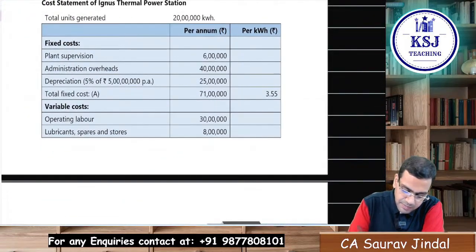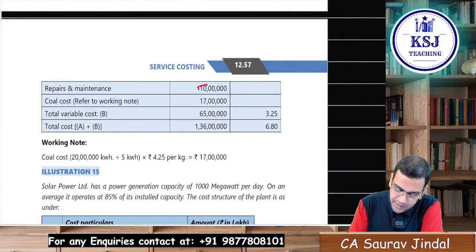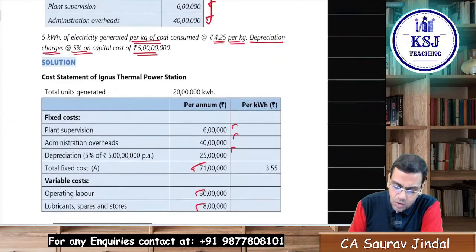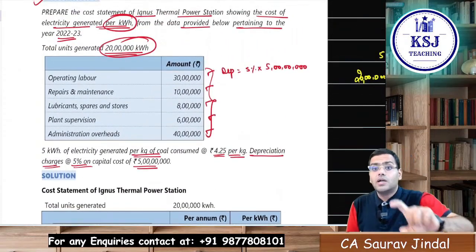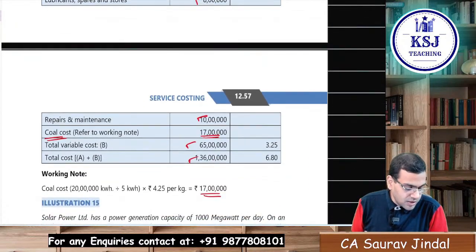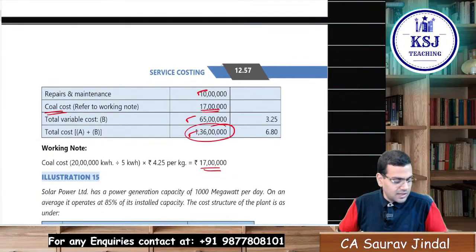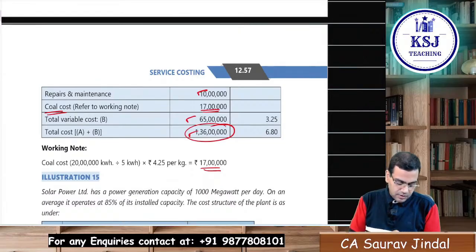Rest everything is simple. Fixed cost, everything is there. Depreciation, total fixed cost, operating labor, lubricants, spares and stores, repair and maintenance. So coal cost is the main important component here. 17 lakh rupees total variable cost. Total cost divided by what? You need the cost per kilowatt hour. That is the total cost divided by 20 lakhs. So if you can say 1 crore 36 lakhs divided by 20 lakhs, yes, 6.8 you are getting.